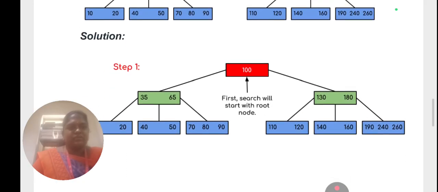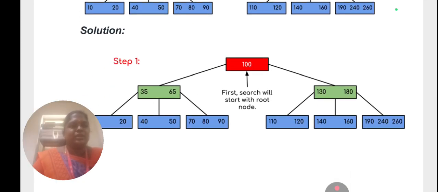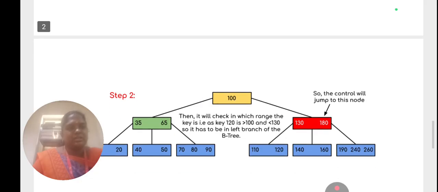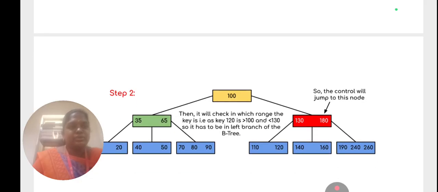Now step 1: first the search will start with the root node. Root node is 100. Step 2: then it will check in the range whether the key 120 is greater than 100 or less than 130. If you check here, the jump goes from 100 to 130 and 180. It has been the left branch of the B tree.